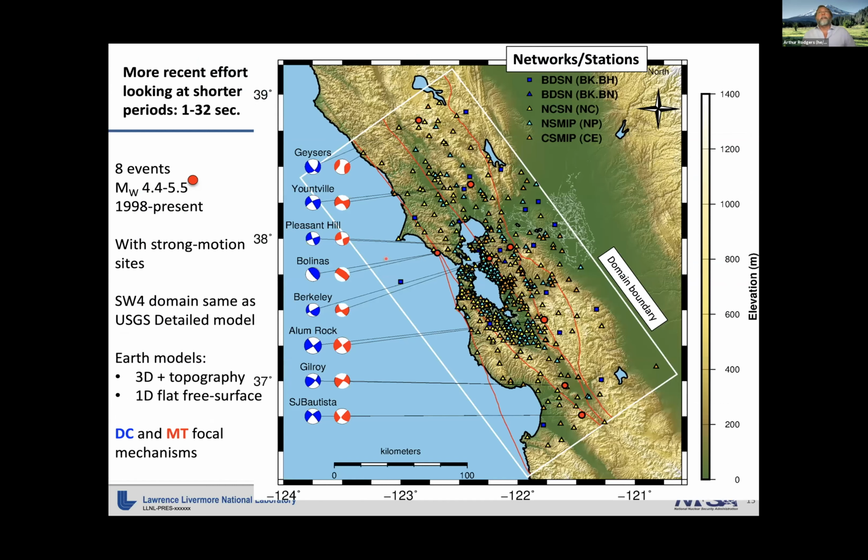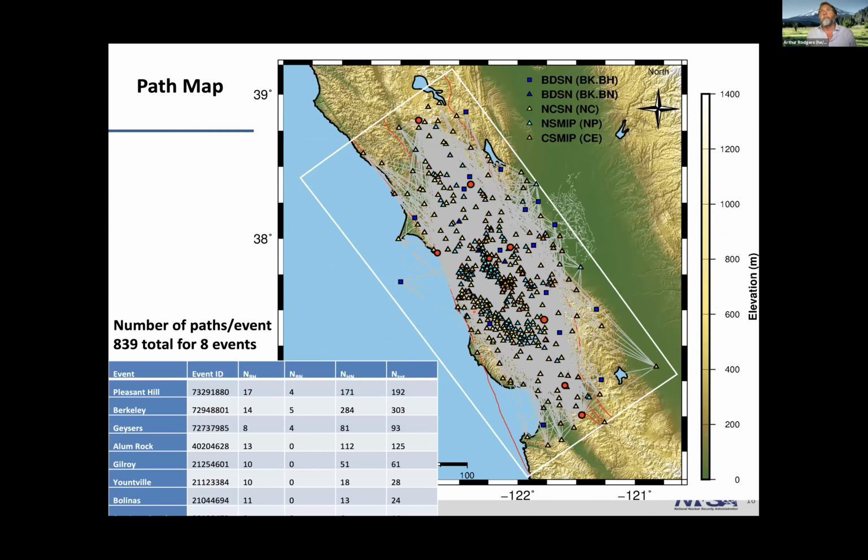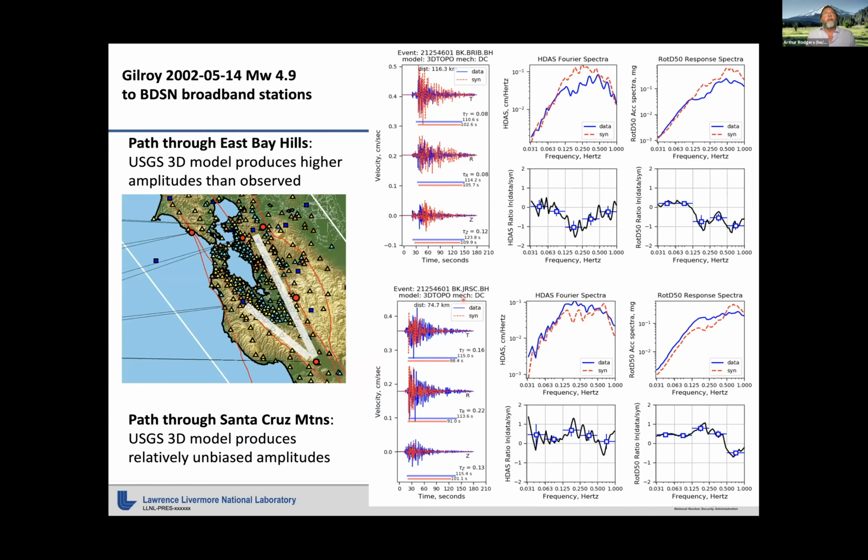More recently, I've looked at these 8 events in a similar domain, but adding the strong motion data, which greatly improves the path coverage, as you can see here. And for this Gilroy event up to a station in Briones in the East Bay, we see the red, the synthetic, is higher amplitude than the blue, the data. We're matching the duration pretty well with this 3D model, including topography. But in the ratio of the Fourier amplitudes here, we see the simulation provides too strong an amplitude. A similar path from Gilroy to Stanford over here does better, but it maybe underpredicts a little bit in this mid-period range.